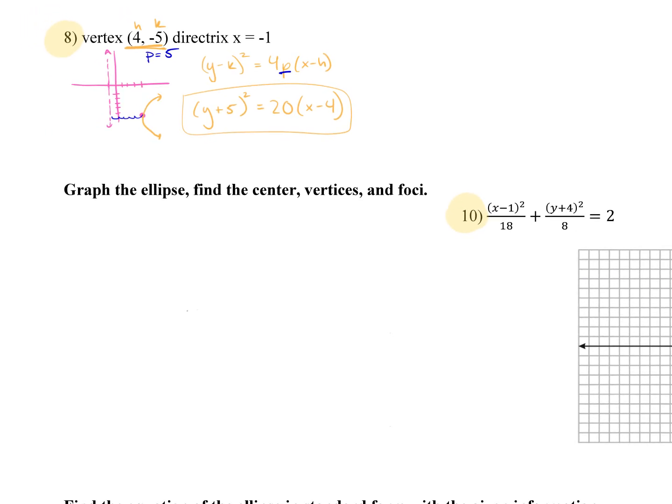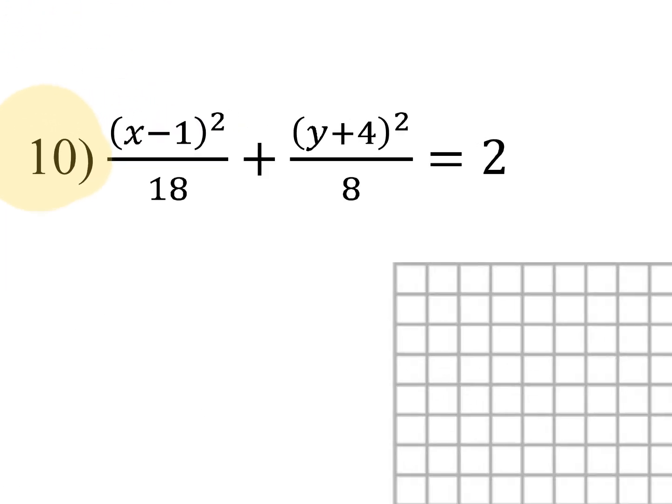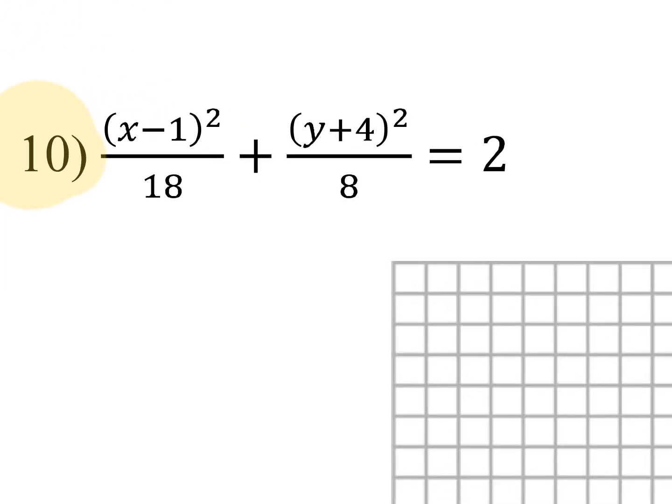Next, for 10, we're going to graph the ellipse, find the center, vertices, and foci. What is the first thing I need to do for number 10? Awesome. We need to divide everything by 2. It has to equal 1 before we can find what our A and B is and everything else. So you can either divide by 2, or if it helps with the math, we're multiplying everything by 1/2, because that would change this to be 1. If I multiply by 1/2 and multiply by 1/2 here, it might be a little bit easier to see.